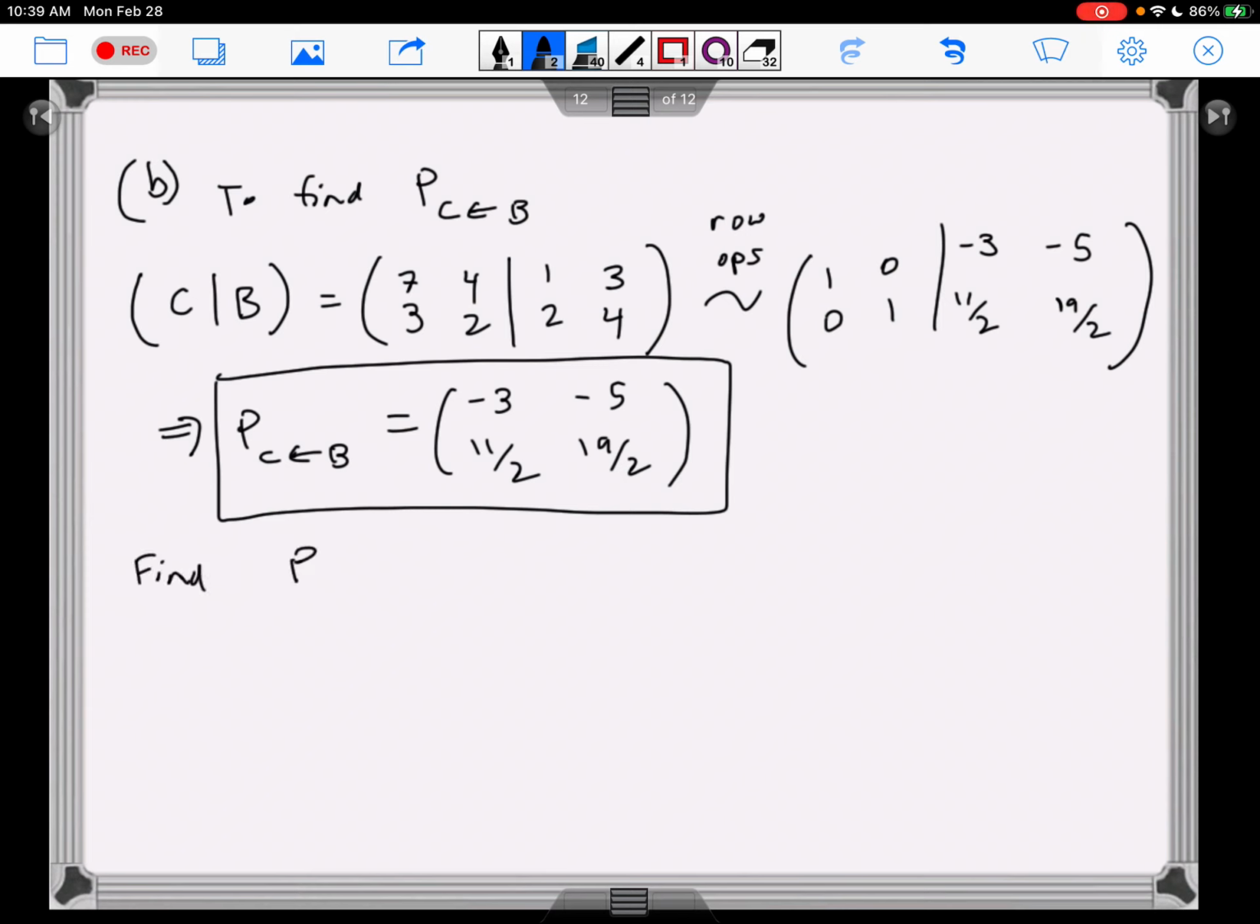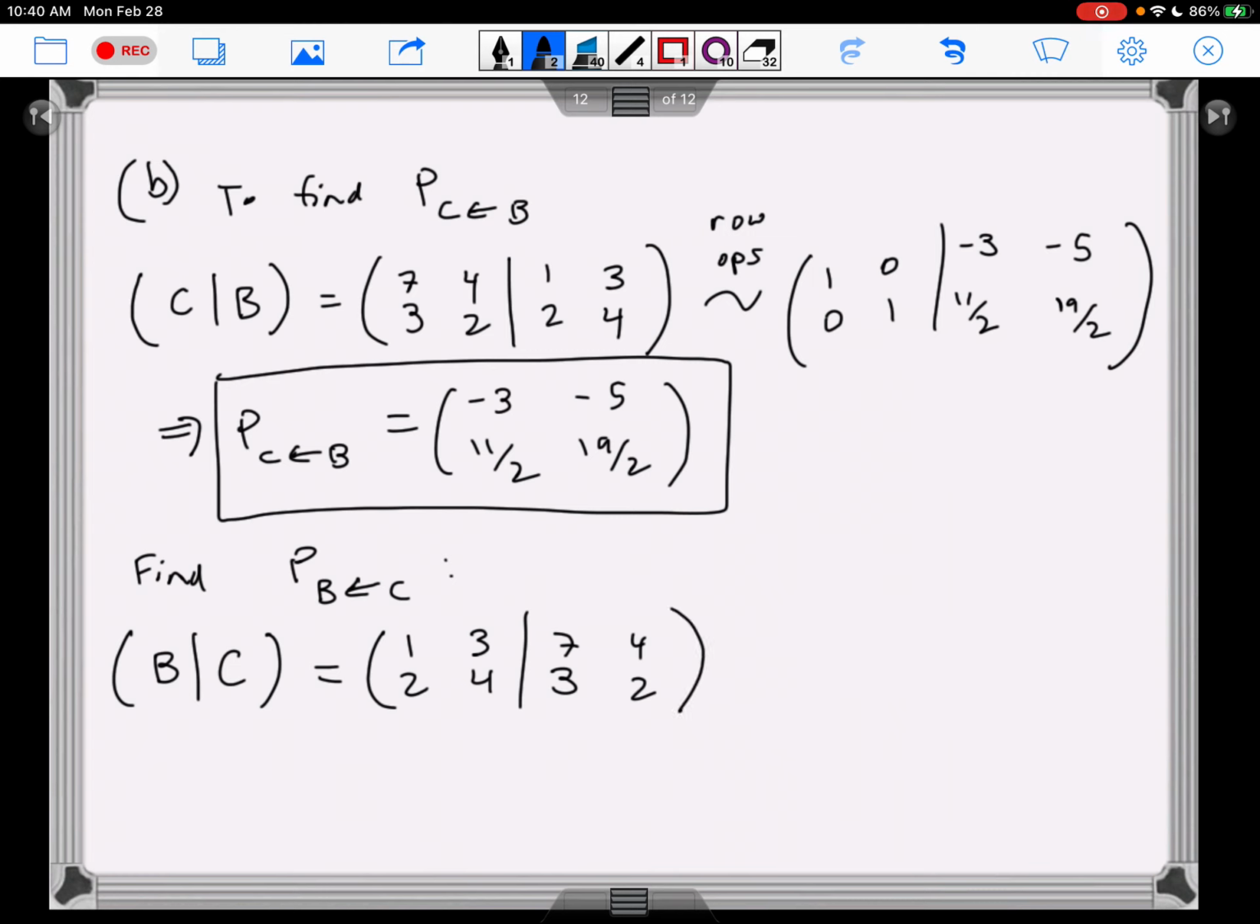Now we're going to find P from C to B. So we're going to put B and then C here. This means it's going to be in reverse. 1, 2, 3, 4, 7, 3, 4, 2.